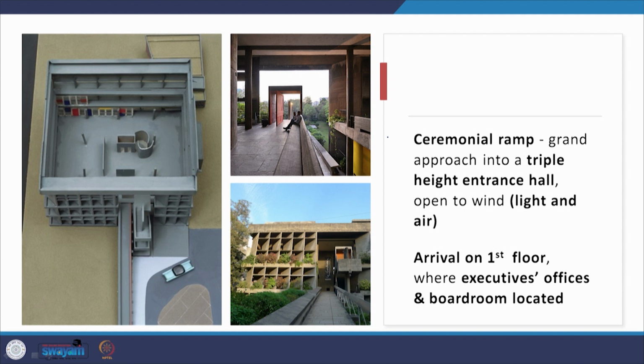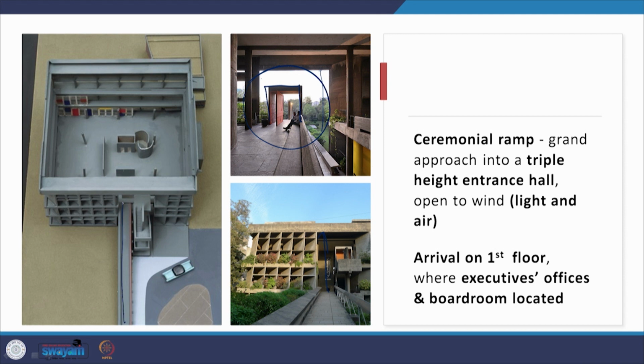Now here the ceremonial ramp is a grand approach into a triple height entrance hall which is open to the wind. This is the entrance hall, and it is an amazing idea because this is the entrance doorway. This has got this pivoted door, and then it is open on all sides and gives the expansive view of the front, and this is the triple height space to which it opens up and brings in light and air into the building.